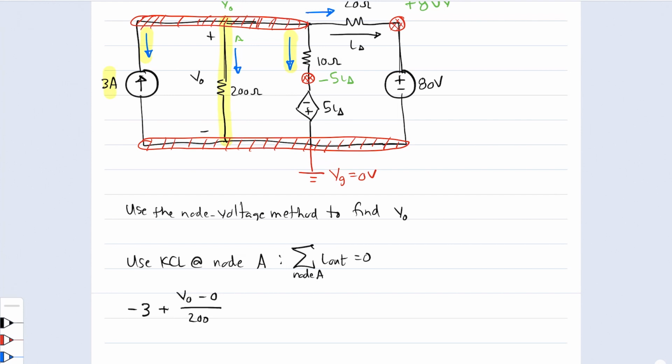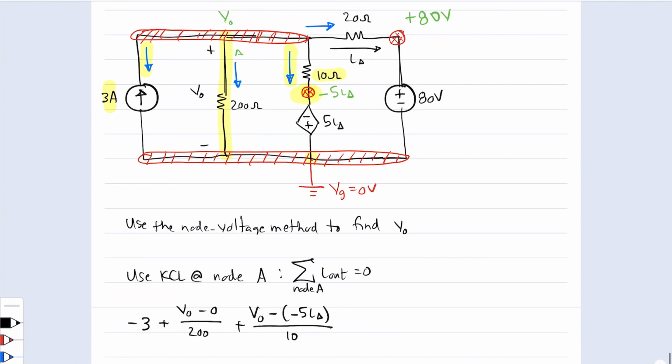We then have this current, which flows from node A down, not to the ground node, but down to this node here through the 10 ohm resistor. So here we actually have plus V naught minus, and be careful, it's minus 5I delta over 10 ohms like this. And then lastly, we have this current going from there to there, and according to the modified version of Ohm's law, this is V naught minus the 80 volts divided by the 20 ohms, and all of that should add up to 0.